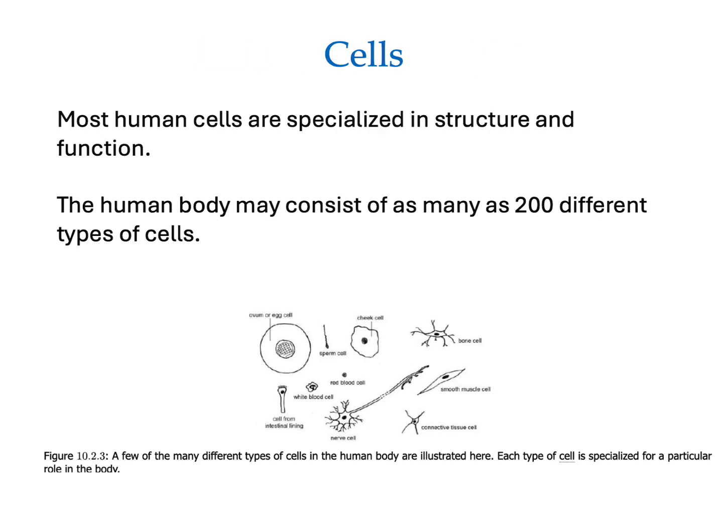Cells. Most human cells are specialized in structure and function. The human body may consist of as many as 200 different types of cells.